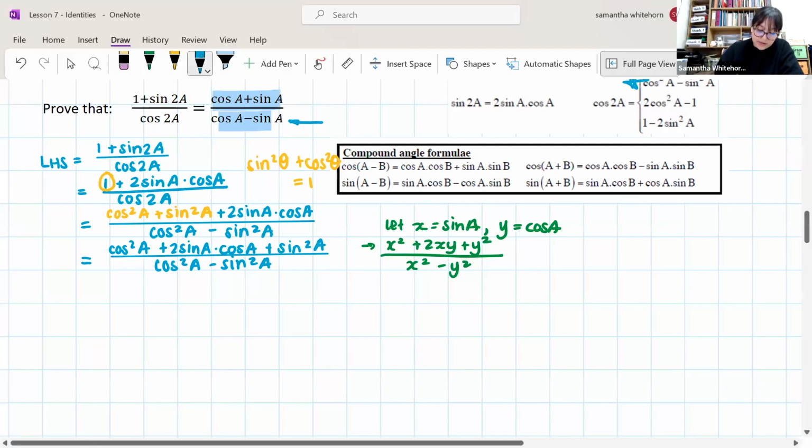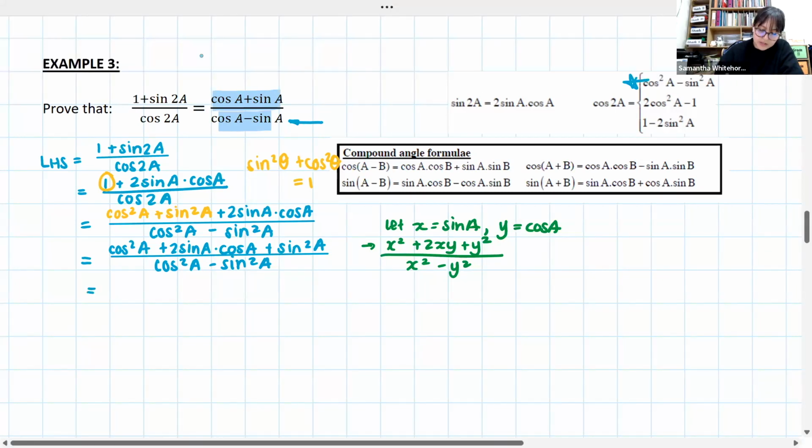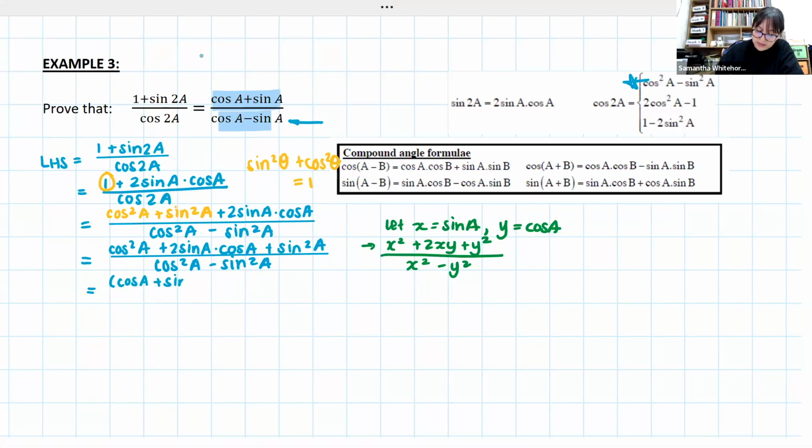However, I can factorize. The expression in my numerator factorizes to (cos a plus sine a) times (cos a plus sine a). Like I said, we just did it earlier, where we had (cos a plus sine a) squared in the bracket. And then we've got our difference of squares: (cos a minus sine a)(cos a plus sine a). Obviously, if we write the brackets in the denominator the other way around, it really doesn't matter.